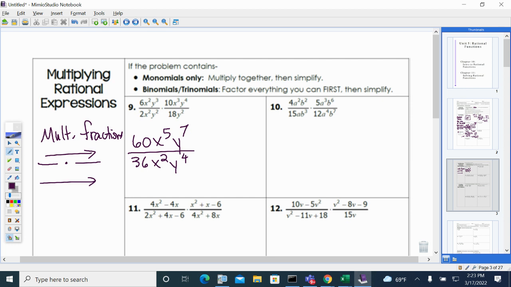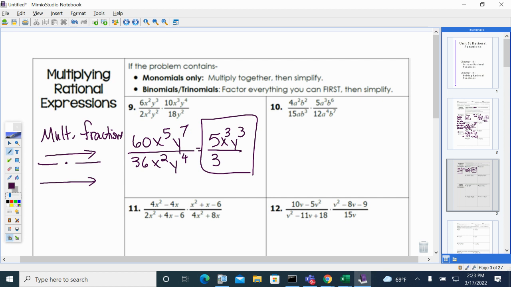Now what we want to do is reduce that fraction just like we did back on example number 1. If you simplify your 60 over 36, you're going to get 5/3. And then for your x's, 5 minus 2 is 3. And your y's, 7 minus 4 is 3. So that's how you get the answer there. I'm not going to worry about excluded values at this point. We are going to, at this point, assume that all denominators are defined.